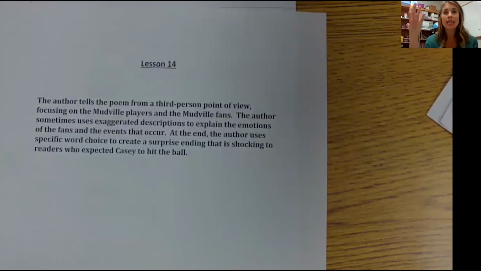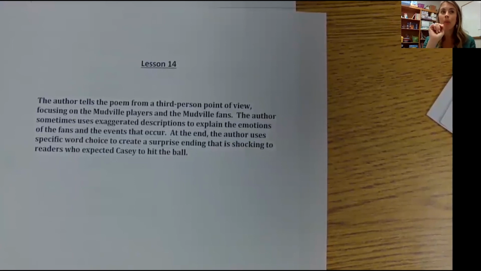What about that surprise ending? Why do you think the author wanted us to be surprised? Can we learn something from the surprise ending? I bet we can. They're all great questions to get us thinking about the impact a point of view can have on a story or a poem in this situation. But do you think the author's point of view would be different if Casey had hit a home run? Huh. This poem could be totally different if he had actually hit a home run and won the game. That's what I want you to write about today.